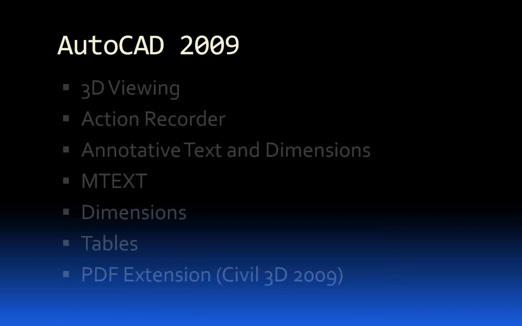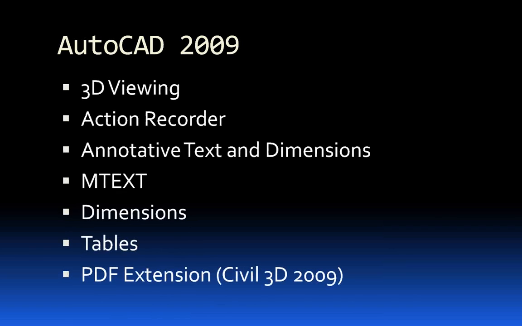For today's session, we're going to start off with a couple of items from last week that I didn't get to, and I'll briefly show you some of the new 3D viewing tools in 2009. We will take a look at the Action Recorder tool. We'll look at Annotative Text and dimensioning, along with some of the new multi-leader functions. We'll look at Mtext enhancements, some brief things they've added to the Mtext tools. We'll look at a couple of new dimension features. We'll look at some of the enhancements for tables, and if I have time, and I'm optimistic here, we will look at the PDF extension that's included with Civil 3D 2009.